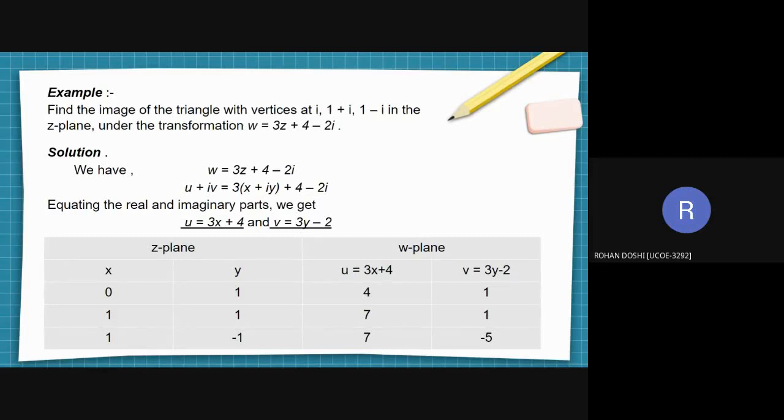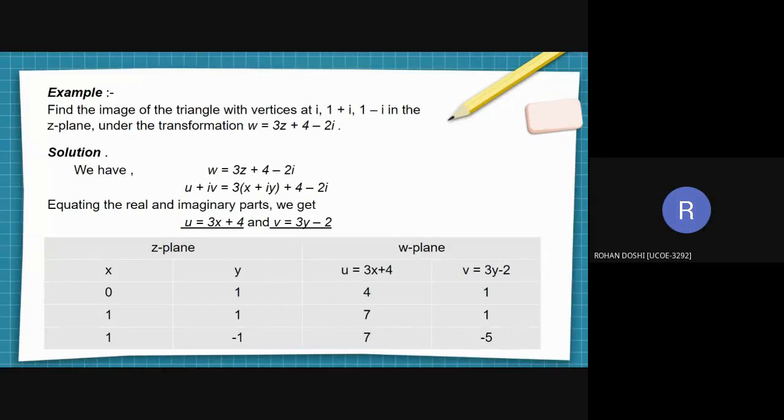Find the image of the triangle with vertices i, 1 plus i and 1 minus i in the Z plane under the transformation W equal to 3Z plus 4 minus 2i. Solution. We have W equal to 3Z plus 4 minus 2i as given in the question. Let W equal to u plus iv and Z equal to x plus iy. Then u plus iv is equal to 3 into x plus iy plus 4 minus 2i.